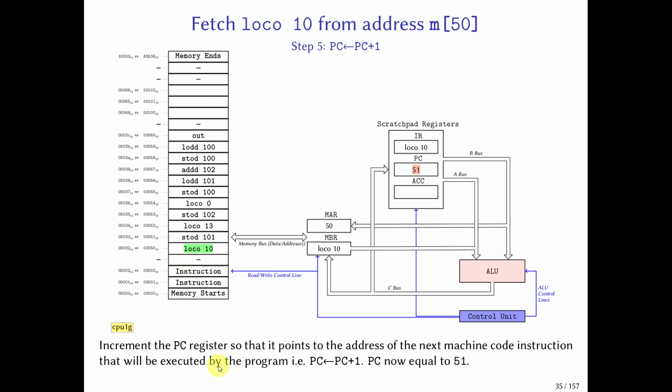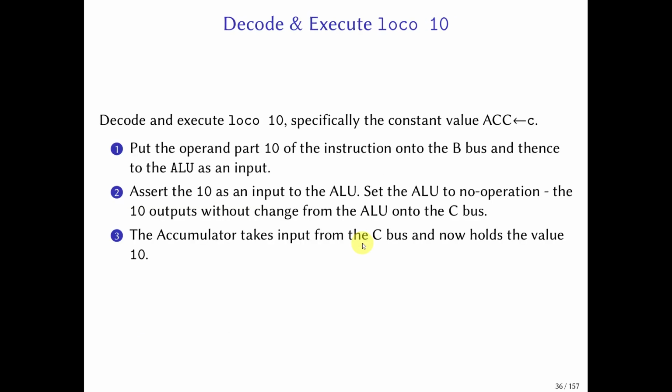It'll go to cell 51. So that concludes the fetching of the machine code instruction loco 10 from the main memory into the instruction register. And you can see that the CPU had to do 5 discrete separate operations in order to do that very, very simple thing, which is just bringing a machine code instruction into the CPU. And remember that at this point it hasn't decoded it and it hasn't executed it yet. So that's the next part of the cycle.